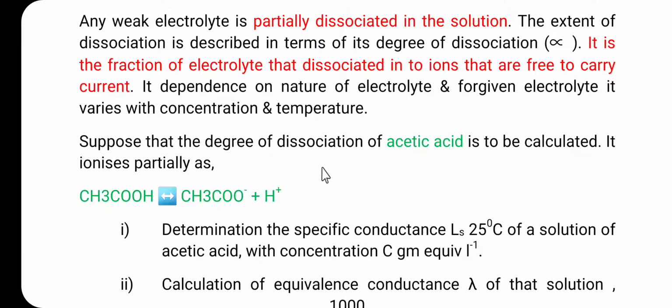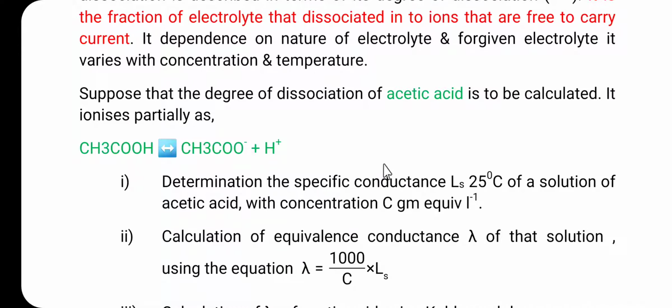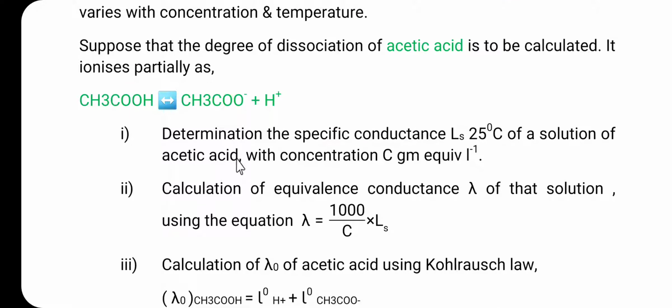Friends, suppose we have to find out the degree of dissociation of the acetic acid. On ionization of acetic acid, there is a formation of the H plus ion and the acetate ion. There are various steps for the calculation of the degree of dissociation of the acetic acid. What is step number 1? Step number 1: determination of the specific conductance, that is LS, at 25 degrees Celsius of a solution of acetic acid with concentration 3 gram equivalents per liter.